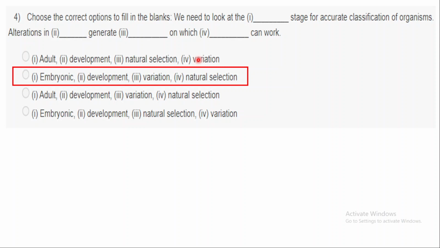Oh, you guys are really, really good at this. Option 2 is the correct answer. Embryonic stage for accurate classification of organisms. Alterations in the development generate variation on which natural selection can work. Now let us move on to the explanation of this answer.